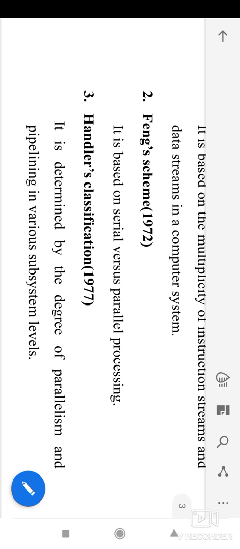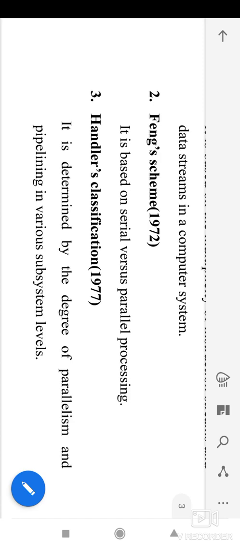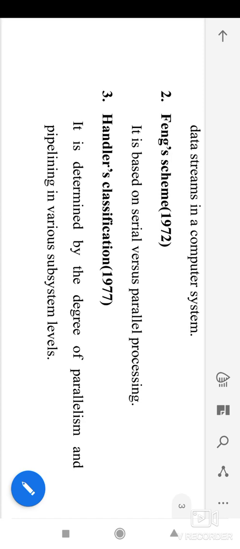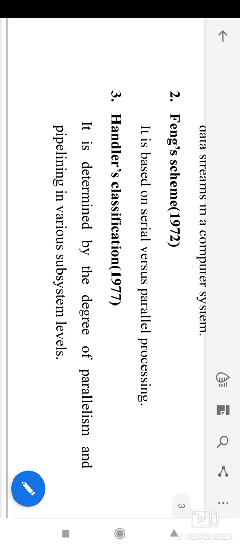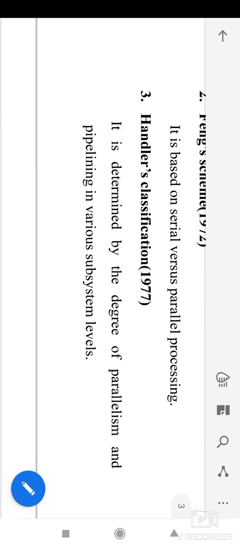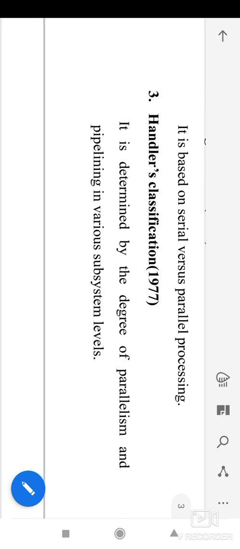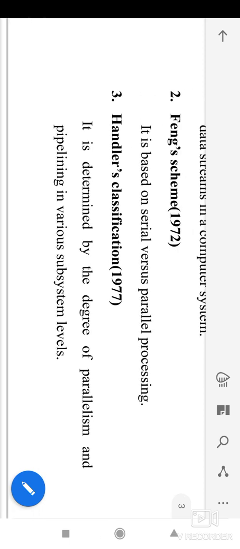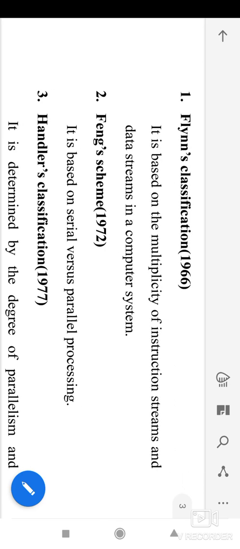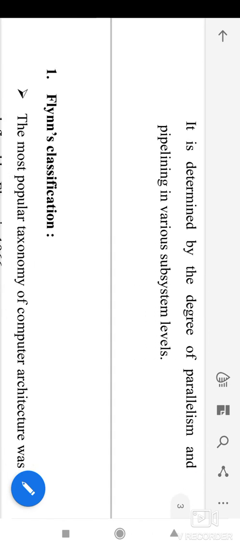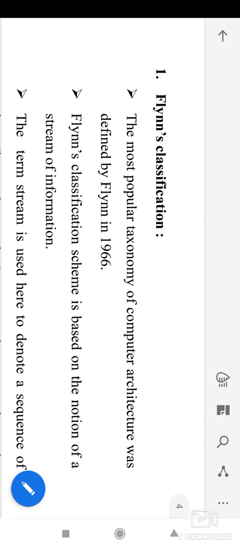Then the next one is Feng's scheme, introduced in the year 1972. It is based on serial versus parallel processing. Then the third one is Handler's classification. It determines the degree of parallelism and pipelining at various subsystem levels. We will discuss all these classifications in detail. First, we discuss Flynn's classification.